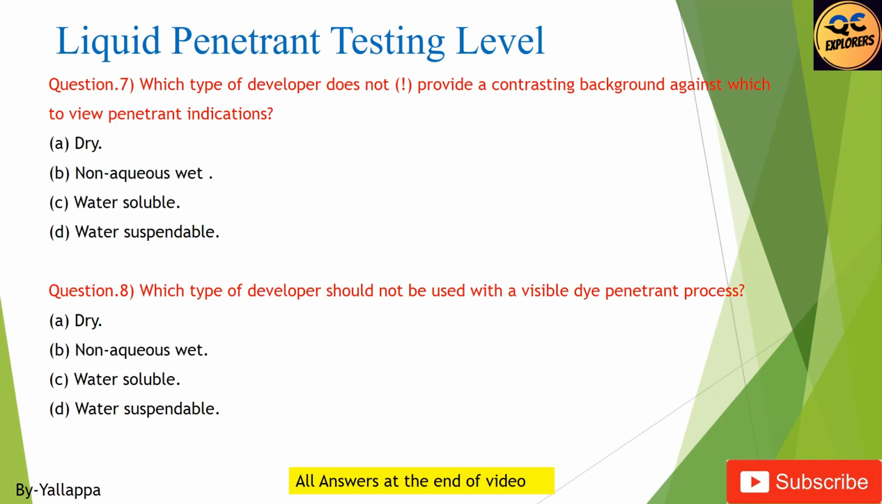Question point 7. Which type of developer does not provide a contrasting background against which to view penetrant indications? Dry. Non-aqueous wet. Water soluble. Water suspendable. Question point 8. Which type of developer should not be used with a visible dye penetrant process? Dry. Non-aqueous wet. Water soluble. Water suspendable.